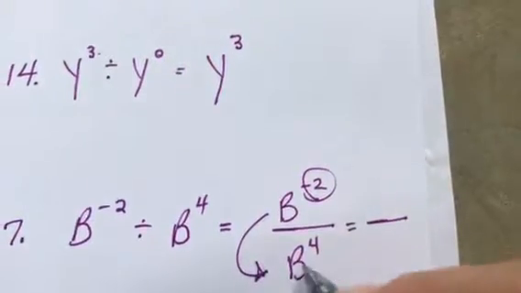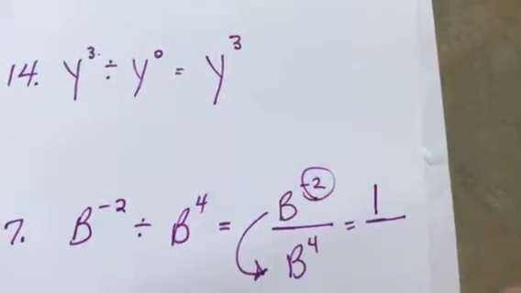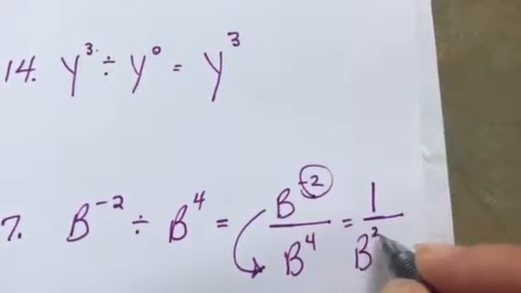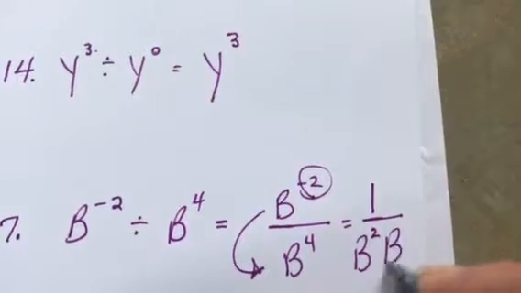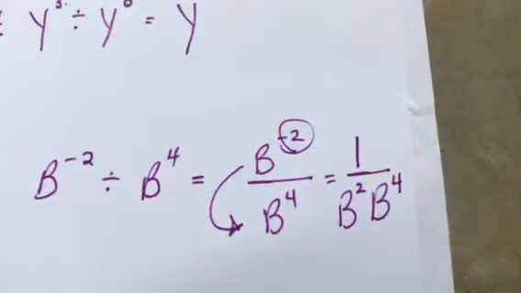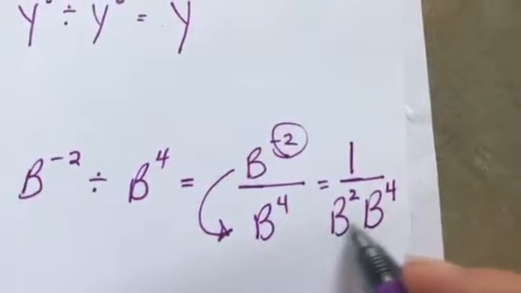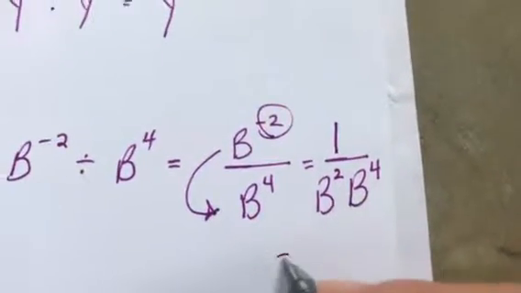So if you move everything to the bottom, you still have a 1 up here. Okay, so I have b to the 2nd, because I moved him to the bottom. The b to the 4th stays put, because he's already positive. They're sitting right beside each other, so that means I'm multiplying.